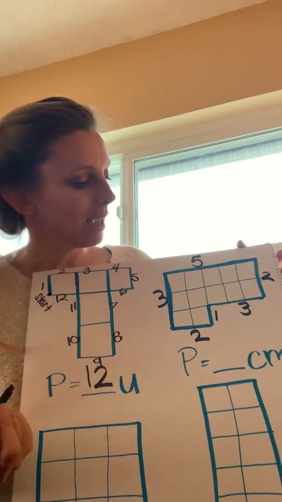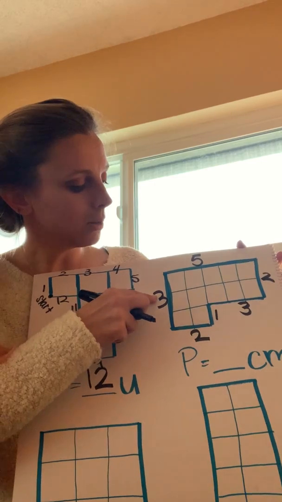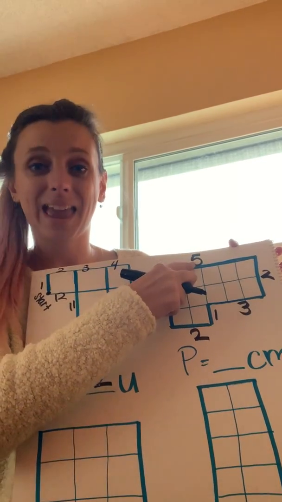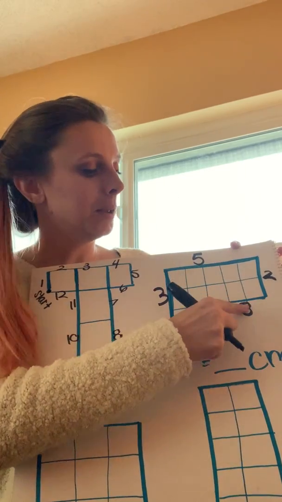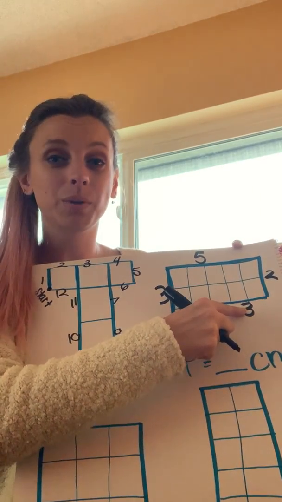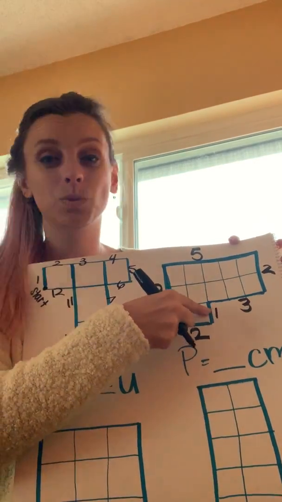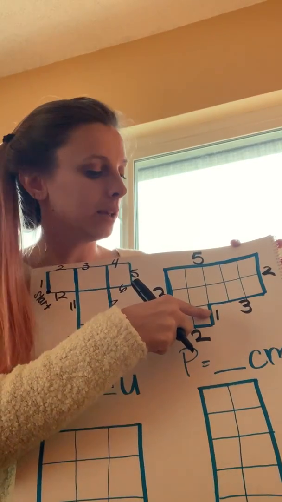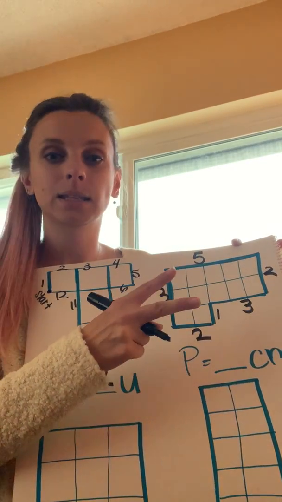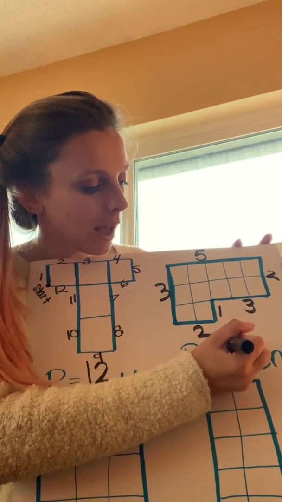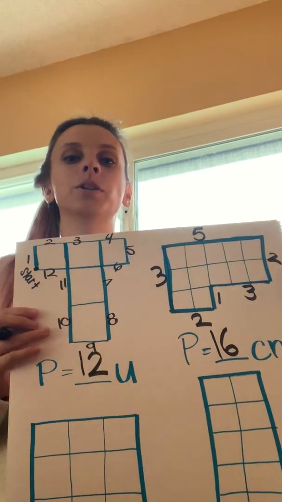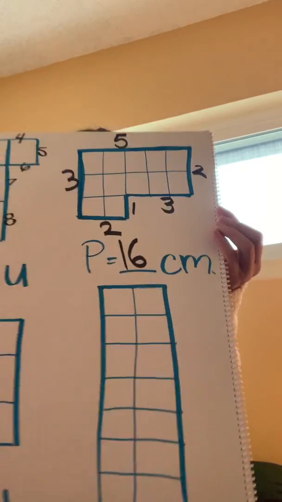Now that I have that, I can add it up together. So I know that 3 plus 5 makes 8. And I'm going to count 2 more, that's 9, 10. 10 plus 3 would be 13, plus 1 more would be 14. And then I can go 15, 16 to count those last 2. So I'm going to put that I have 16 centimeters for the perimeter of that shape.